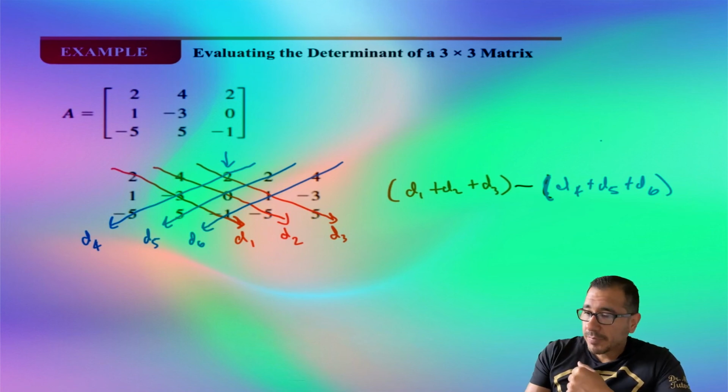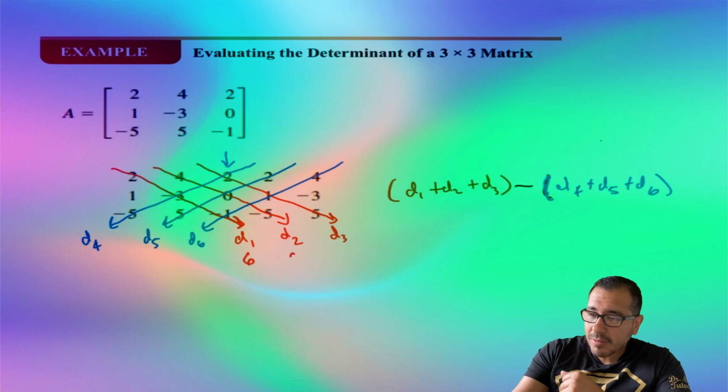So D1, what are we doing here? 2 times -3 times -1. So we are left with 6. And then this next group, they have a 0 there, which is awesome because that's going to be 0. And then our last group here, we have 2 times 1 times 5, which is 10. So in red here, we're left with 16. Awesome. Now let's go ahead and do this next group.